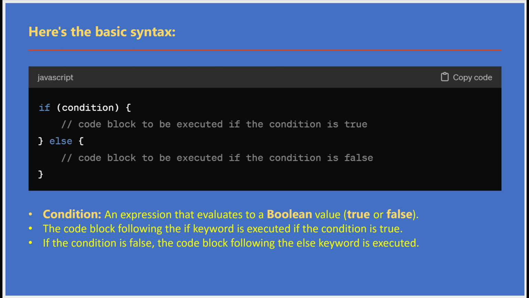Here's how it looks in terms of syntax. In JavaScript, you'd write if, followed by a condition in parentheses. After that, you open a code block with curly braces. This block of code will be executed if the condition is true.